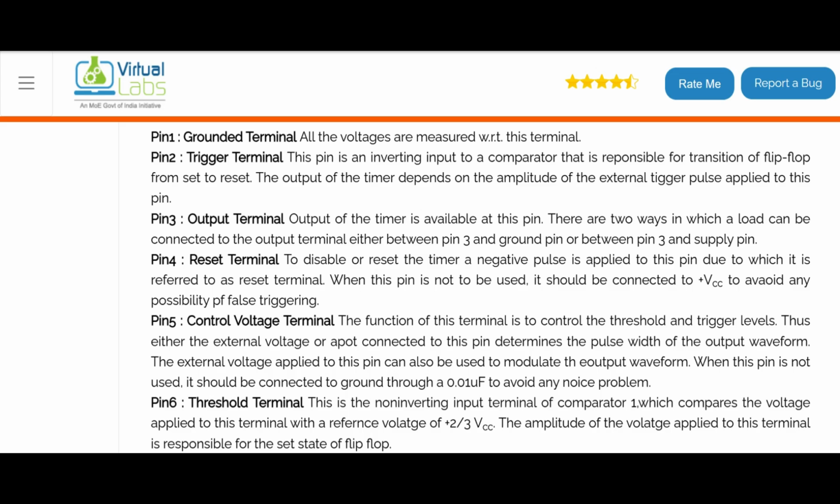Output of the timer is available at this pin. There are two ways in which a load can be connected to the output terminal, either between pin 3 and ground pin or between pin 3 and supply pin. Pin 4, reset terminal. To disable or reset the timer, a negative pulse is applied to this pin, due to which it is referred to as reset terminal.